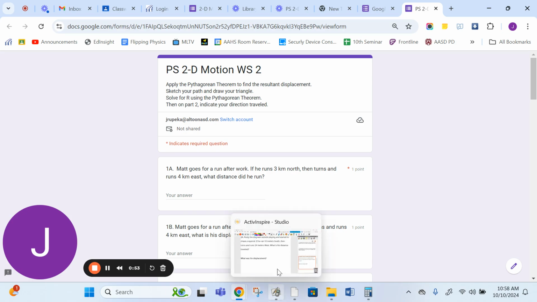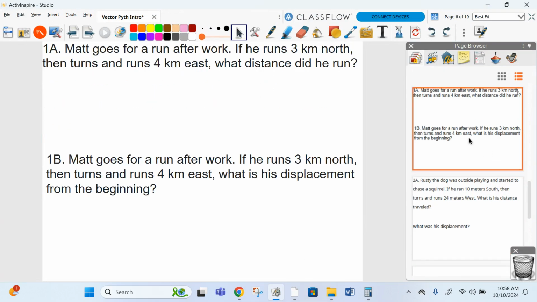So as I take a look here at question number 1. Question number 1, Matt goes for a run after work. He runs 3 kilometers north, then he turns and runs 4 kilometers to the east. What distance did he run? So if I sketch this out, he goes 3 to the north.